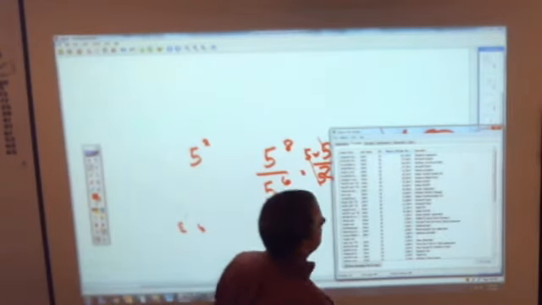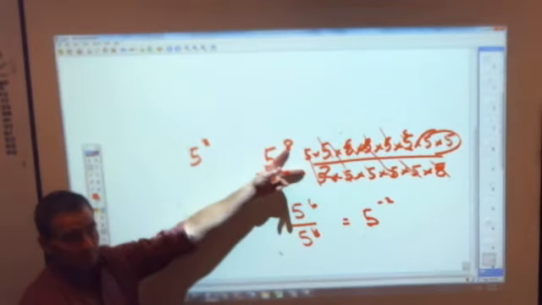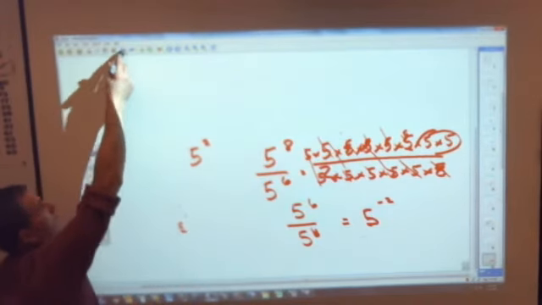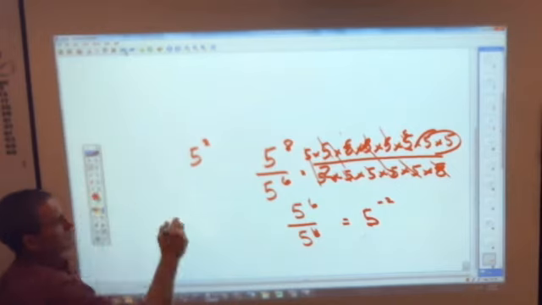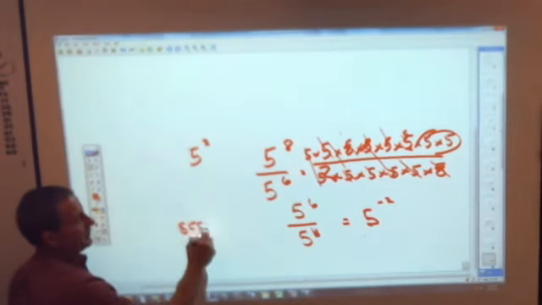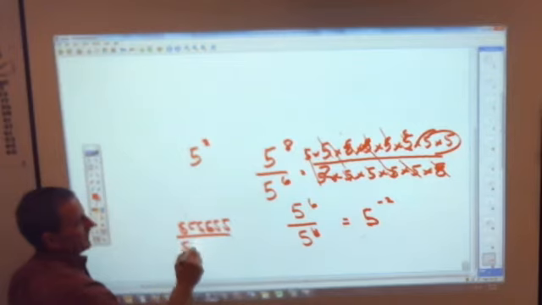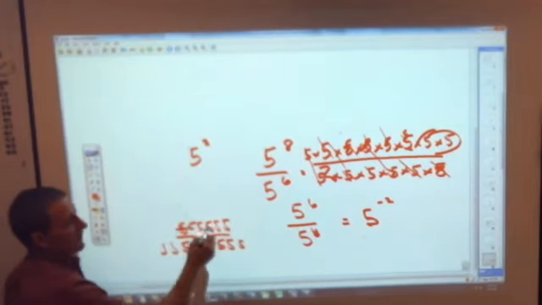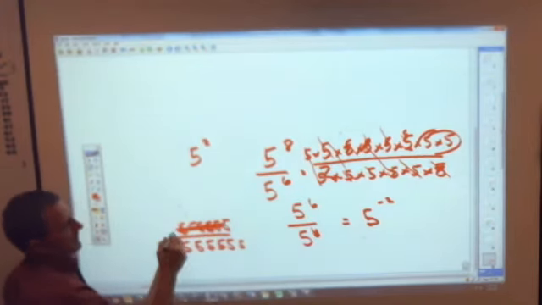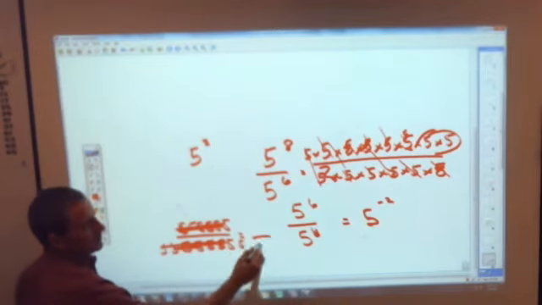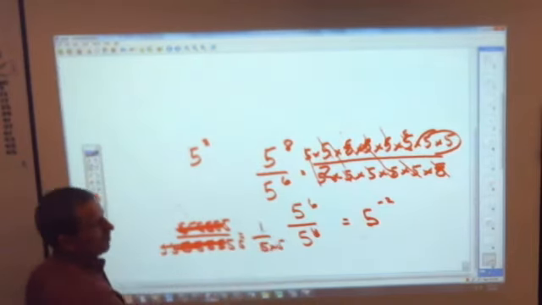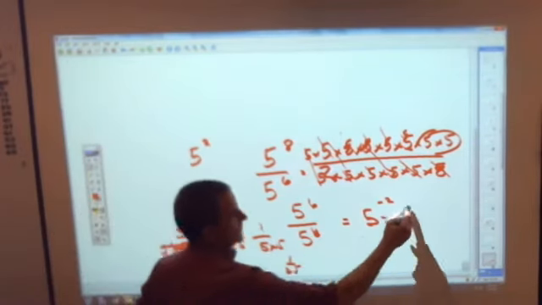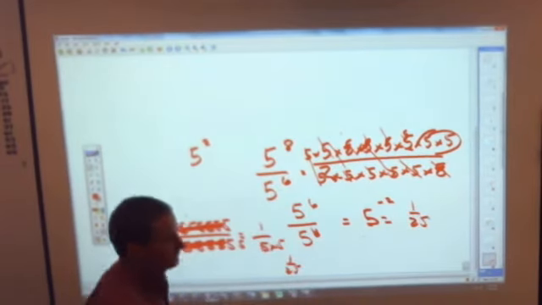How about that? So back to this. If these things were flipped over and I had 6 5s on top and 8 5s on bottom, what's going to happen? All of those 6 5s are going to cross off, and what's going to be left on the bottom? 2 5s. What's left on top? A 1, and what is 5 times 5? 1 over 25. And what is this? 1 over 25, because we put it to the bottom.